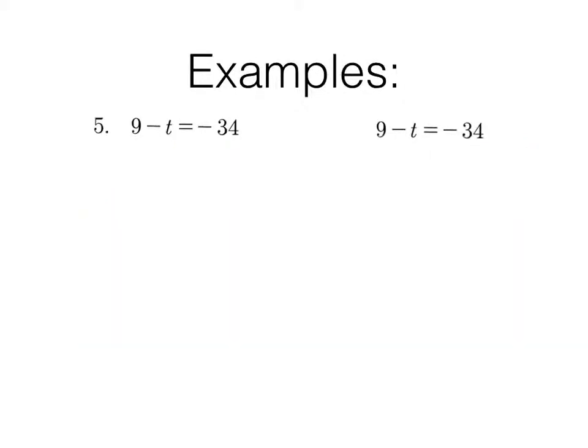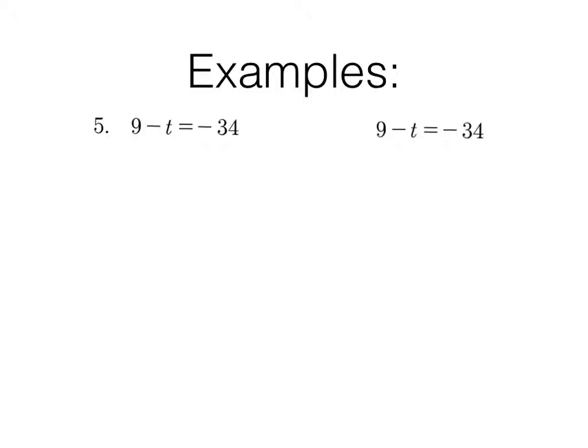I'm going to show you 2 different methods. So this first one, we've got 9 minus t. Now that's complicated, minus t. That's really awkward. So that's a little confusing, but let's keep going with what we've been doing before.